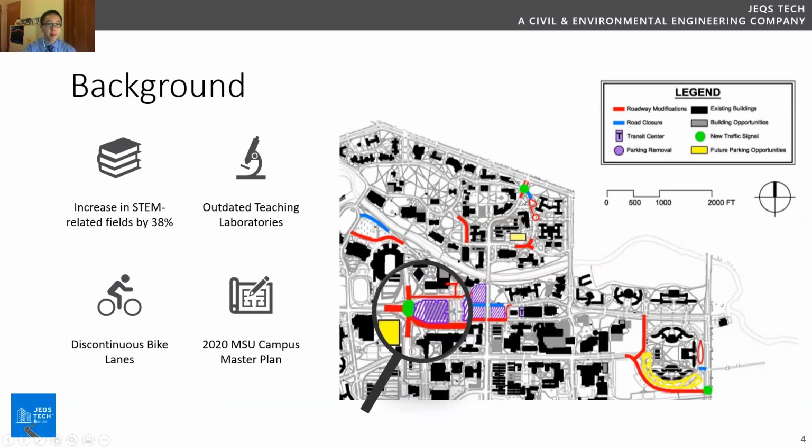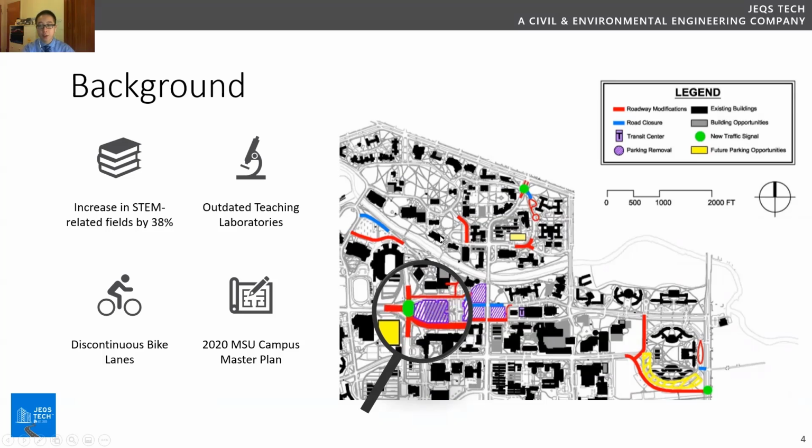A little bit of background on the project. MSU has seen an increase in STEM-related fields by 38% over the past 10 years, and recently it was found that over a third of MSU's laboratories are actually housed in facilities that are over 40 years old. Currently, most existing bike lanes on MSU's campus are kind of discontinuous.